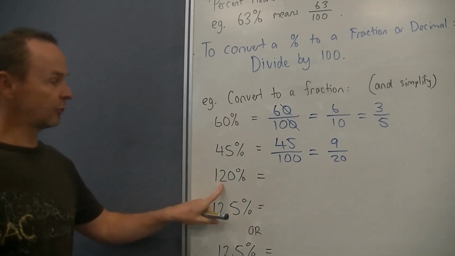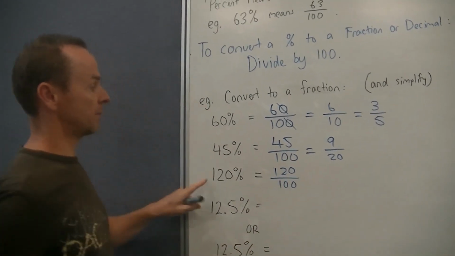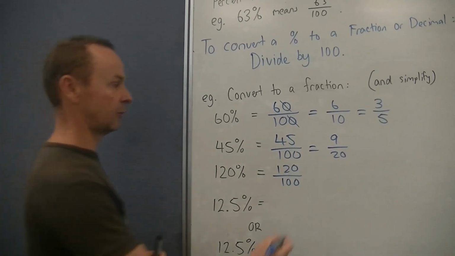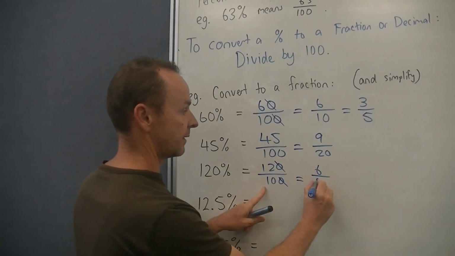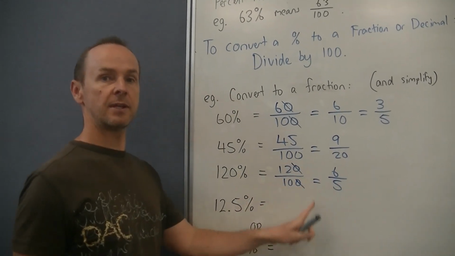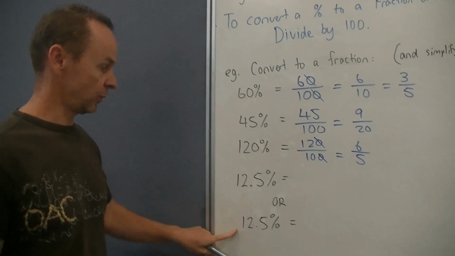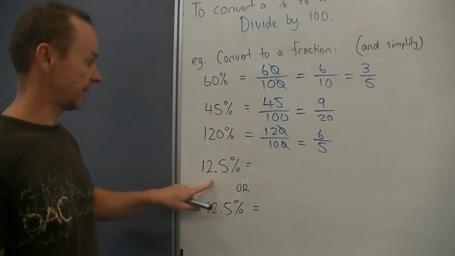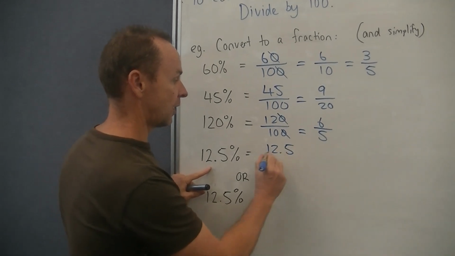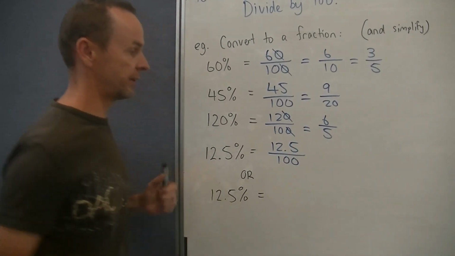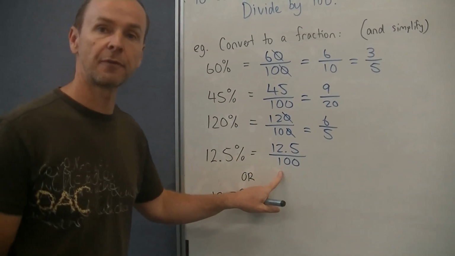Next one, 120%. We go 120 over 100. Remember, to get rid of the percentage, you divide by 100. Chop the zeros off. We've got 12 over 10, so we're going to make it 6 over 5. We'll leave it as an improper fraction. Next one, there's 2 different ways to do it. So I'm going to do it twice. So 12.5% means 12.5 over 100, like I've just explained. But you cannot ever leave a decimal inside a fraction.